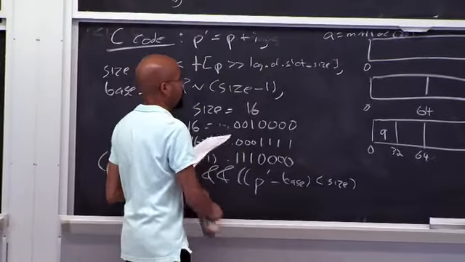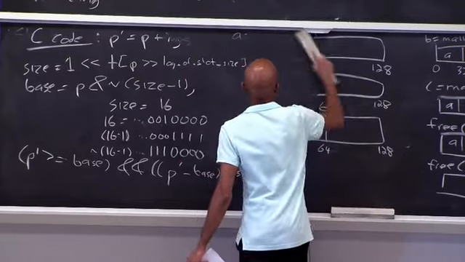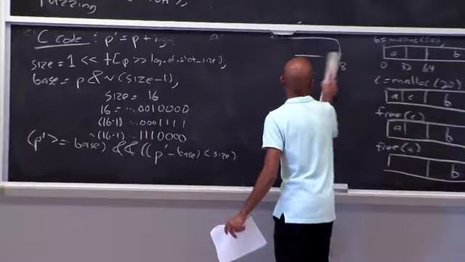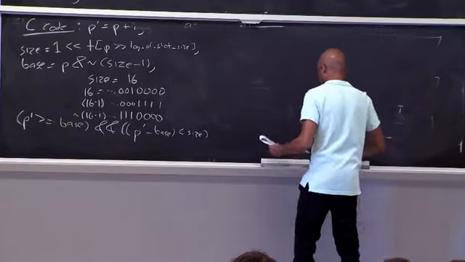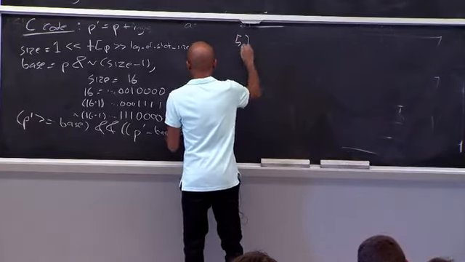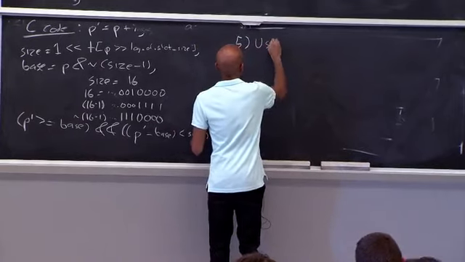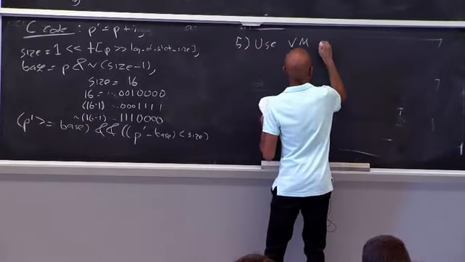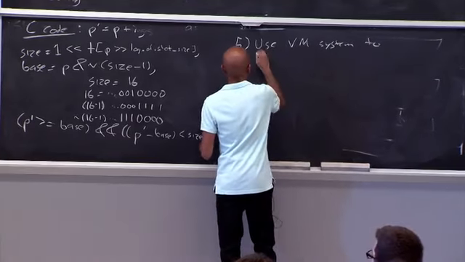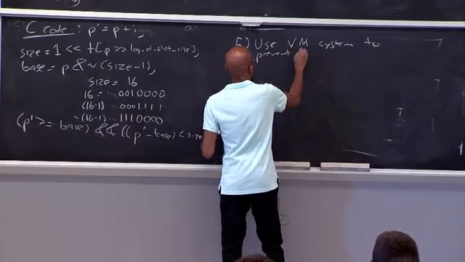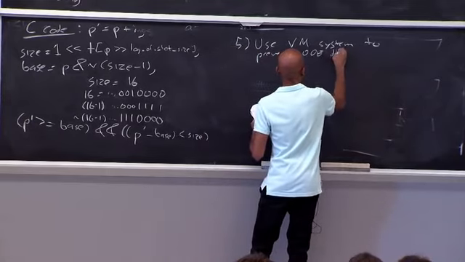And so the fifth trick that the baggy bounds system uses is that it uses the virtual memory system to prevent out-of-bounds dereferences of pointers, right?